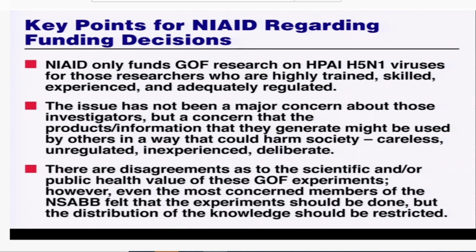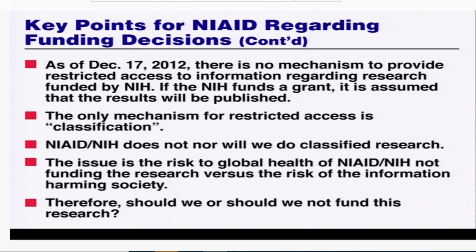Now, here comes the rub. As of today, there is no mechanism to provide restricted access to information regarding research funded by NIH. So if NIH funds a grant, it is assumed that the results will be published. The only mechanism for restricted access is classification right now. NIAID does not, nor will we, fund or do classified research.